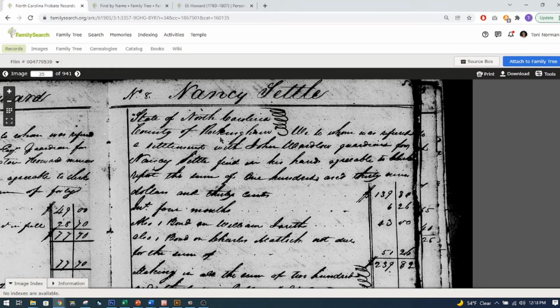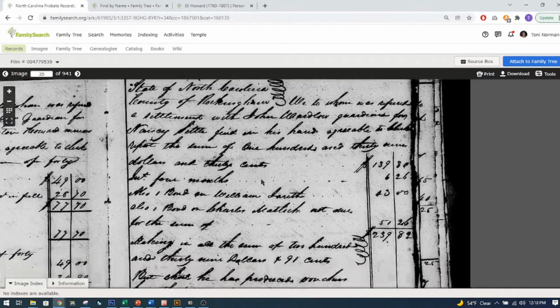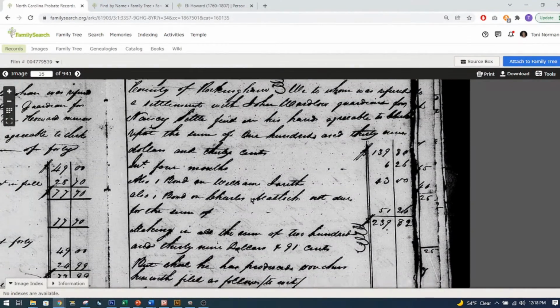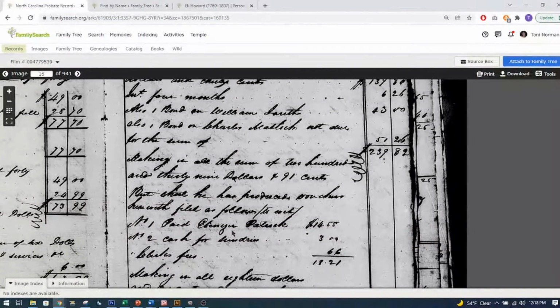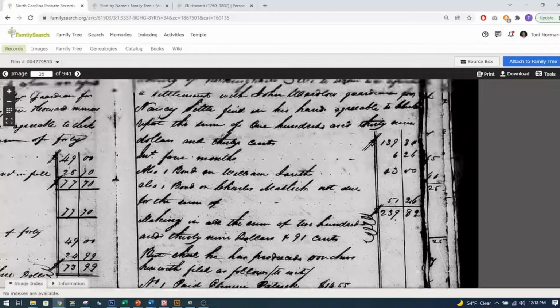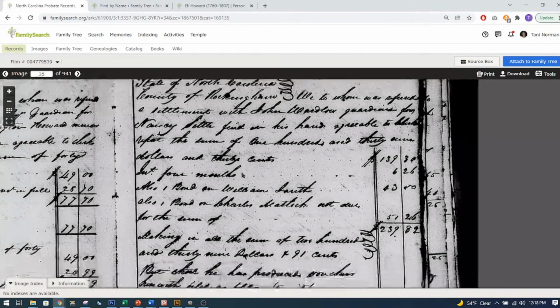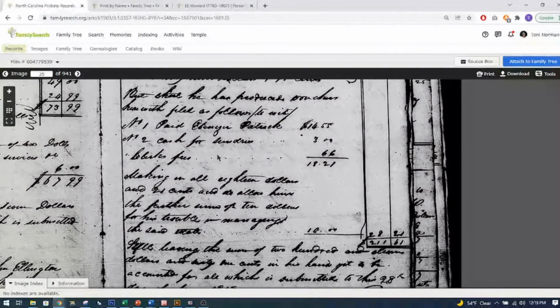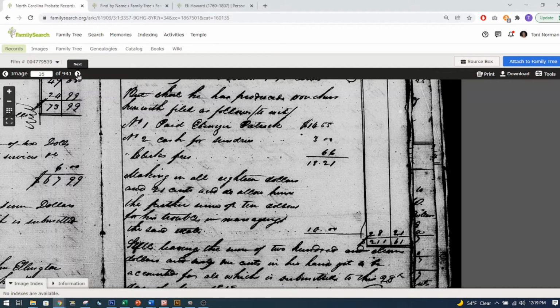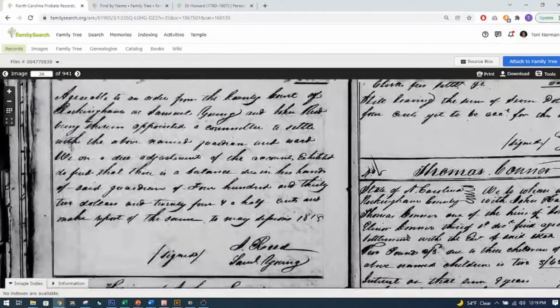So here's another one, North Carolina, Rockingham, settlement with John Wardlow, guardian for Nancy. That looks like Settle or Sets or Settle, not sure. But it doesn't say on this one who her father is. But if you have a Nancy Settle that was married to somebody, because that appears to be her maiden name, that would be a record for her. It doesn't say who her father is, but he has died by this time, and in Rockingham.